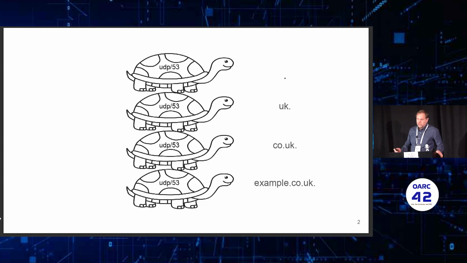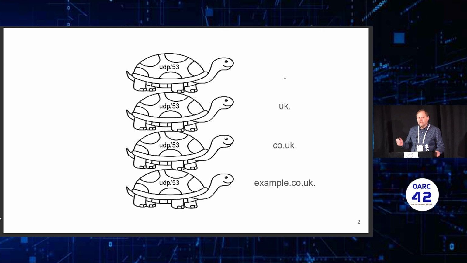So, you in this room are already very familiar with the iterative process of looking up DNS names. You start with the root and get a delegation from the root, and that will tell you, in this example, to go talk to the UK name servers, which will tell you to talk to the co.uk name servers, and finally you can talk to the example.co.uk name servers, who will hopefully give you an answer, but it's turtles all the way down.